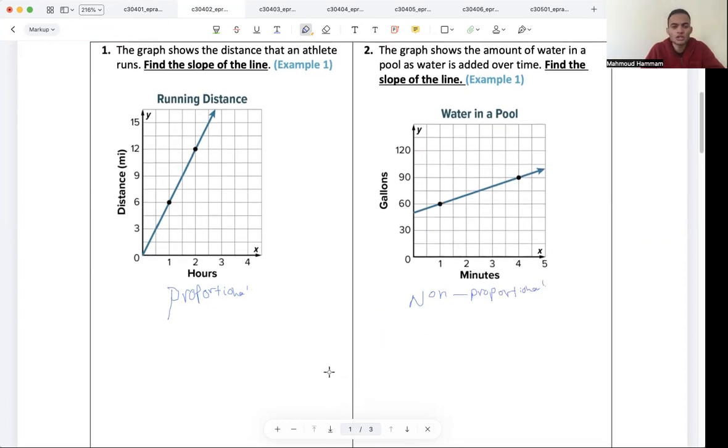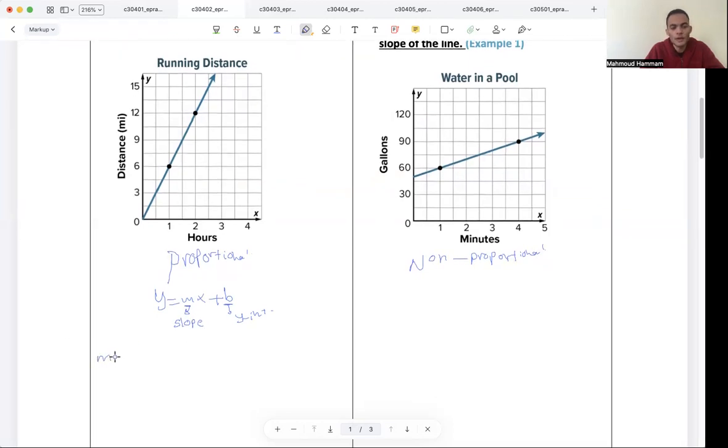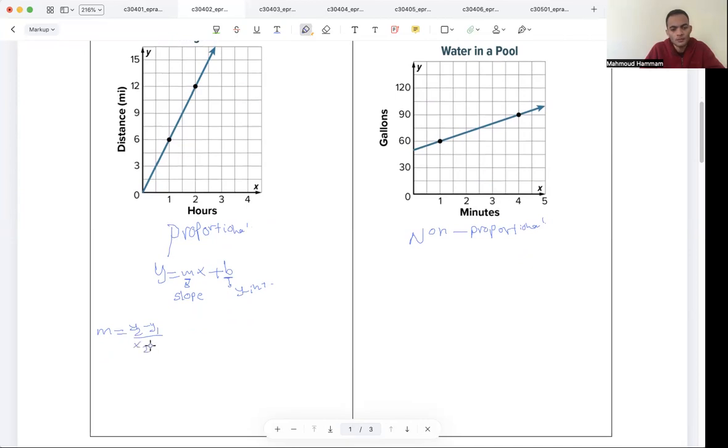We know that our general rule for the equations is y equals mx plus b. b is the y-intercept. And what is m? m is the slope. What is the rule for the slope? m equals y2 minus y1 over x2 minus x1. Very good. In the proportional questions, we can simply divide to get the m.